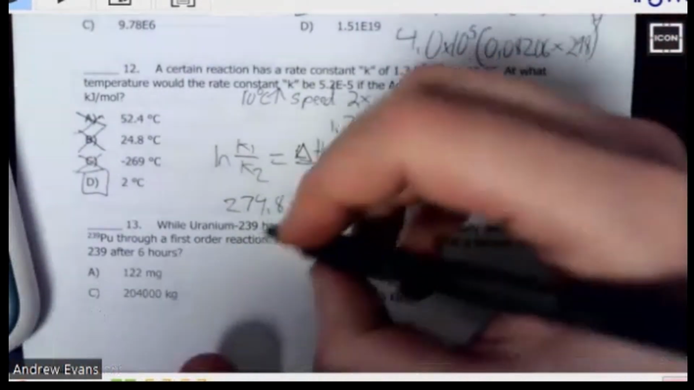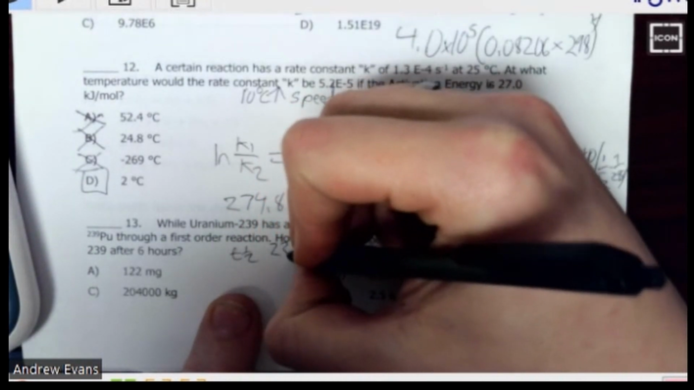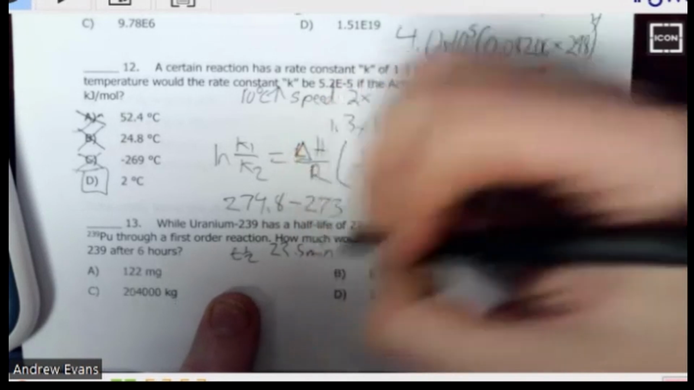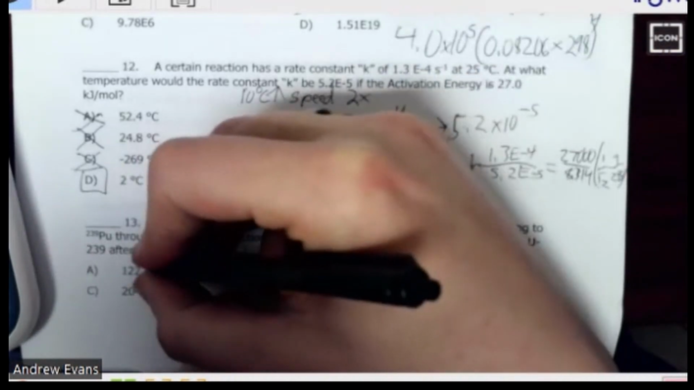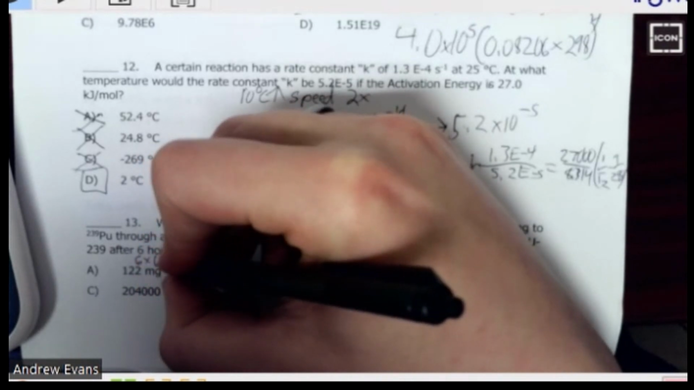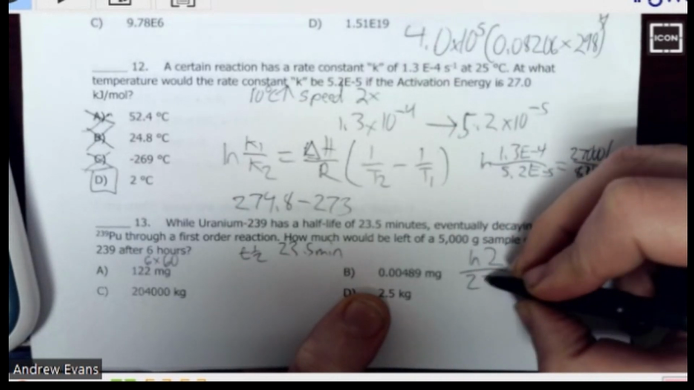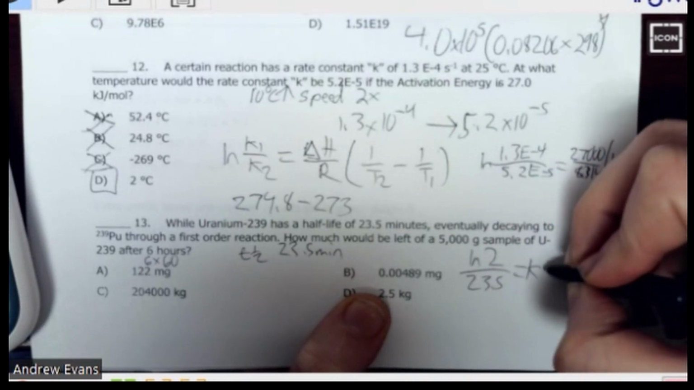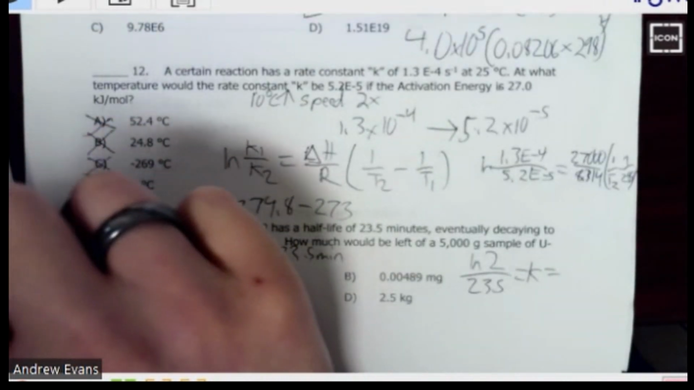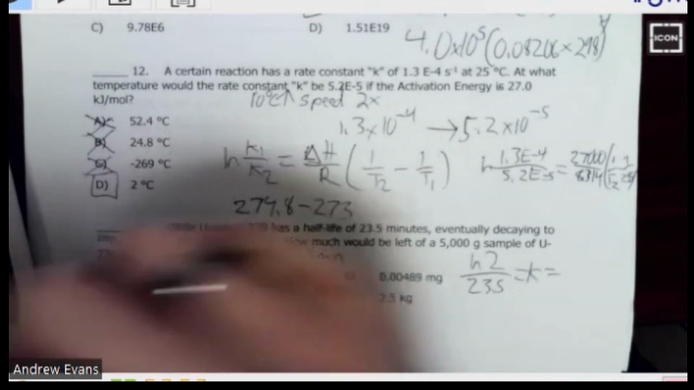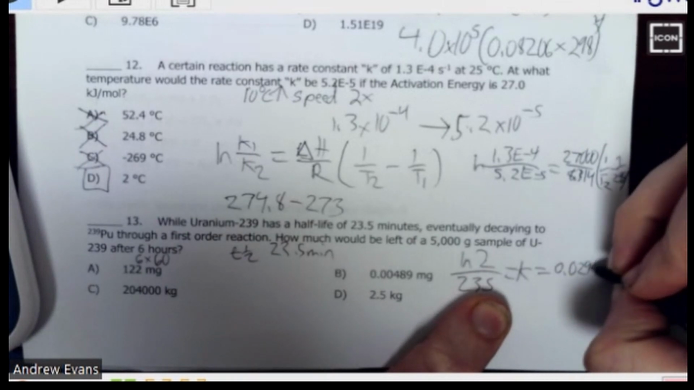Uranium has a half-life of 23.5 minutes. So T1/2 is 23.5 minutes. How much of a 5,000 gram sample would be left after 6 hours? So 6 times 60. ln 2 over 23.5 is going to give us our K, which equals 0.0295.